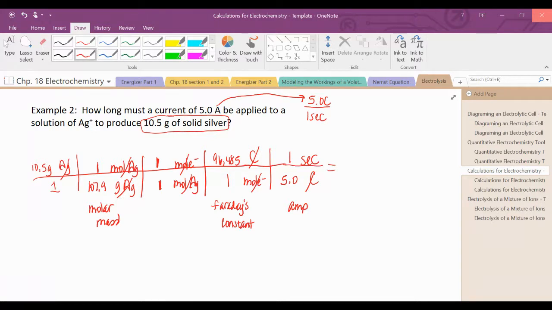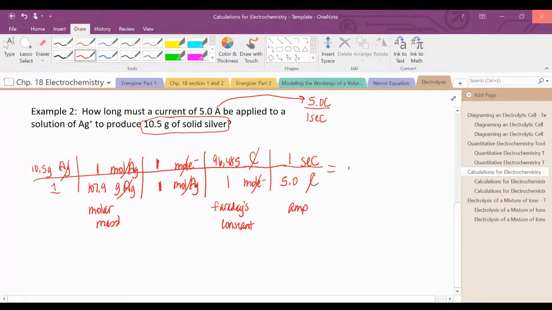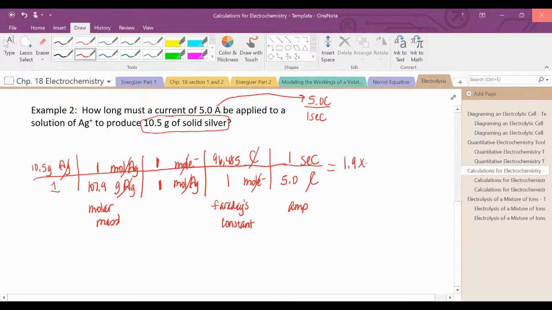And it looks like in this problem, my amps only had 2 sig figs, so my answer is only going to have 2. So I can write it in normal notation, but I'm going to put this in scientific notation. I'm going to say my answer is 1.9 times 10 to the third seconds. All right, so those are 2 examples of how to use your quantitative electrochemistry toolbox.